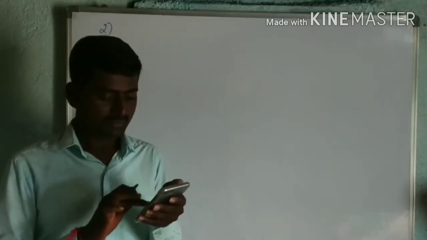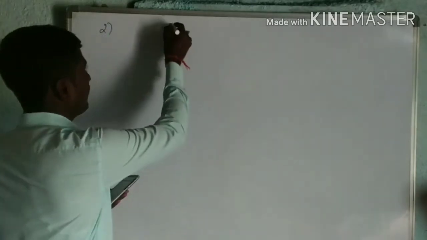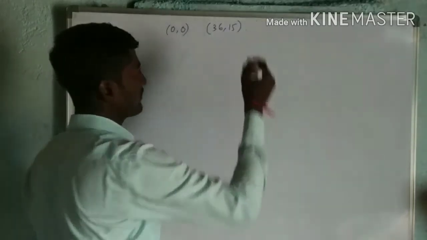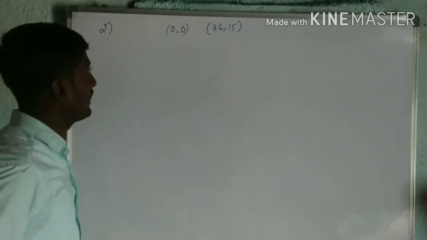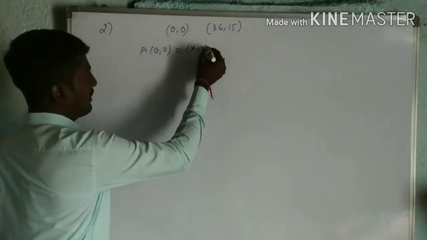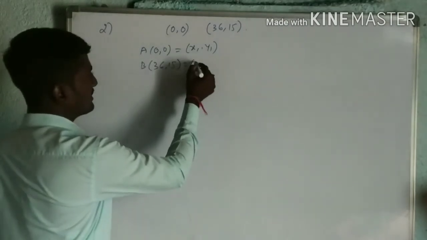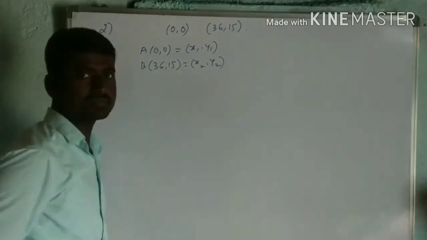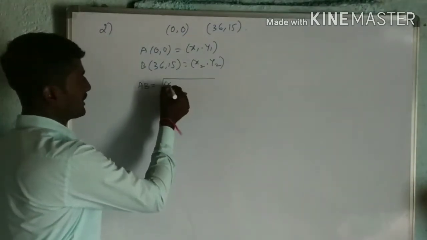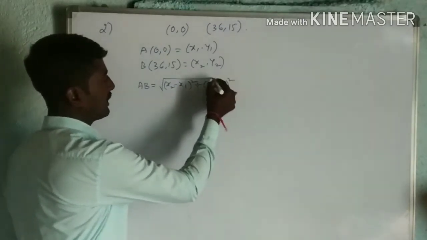I will solve this one, that is 0, 0 and 36, 15. We have to find the distance between these two. Now I will take the first point as A, 0, 0. This is x1, y1. Second point B, 36, 15, I will take as x2, y2. Now apply the distance formula. AB is equal to under root of x2 minus x1 whole square plus y2 minus y1 square.